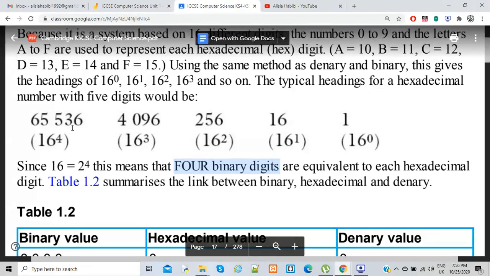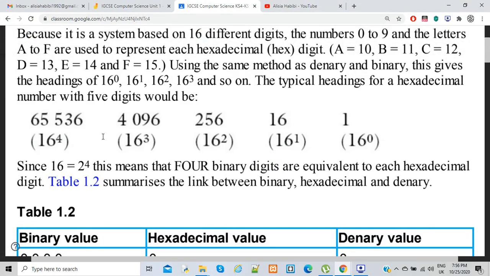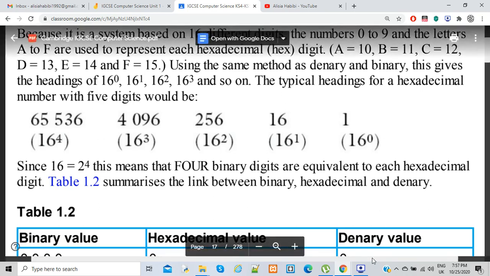So I'm going to be stopping this video tutorial here, guys, and I'll continue this in our next part video tutorial on hexadecimal systems and the conversions from binary to hexadecimal, hexadecimals to binary, and so on. So I'll be seeing you guys in our next video tutorial.